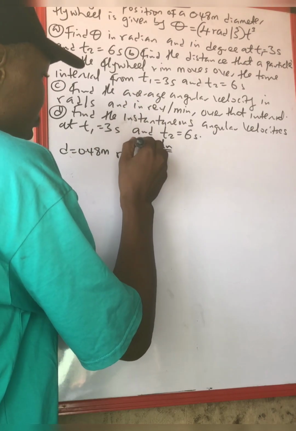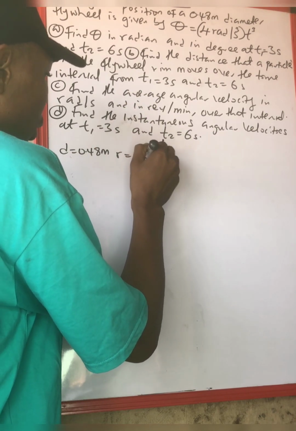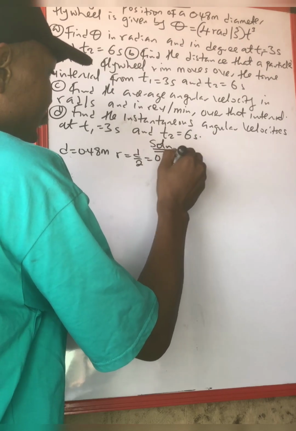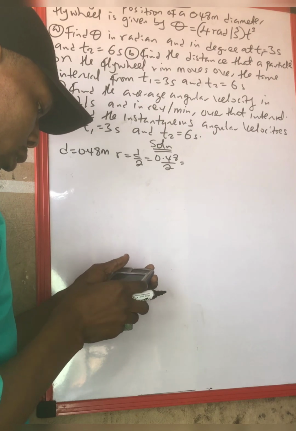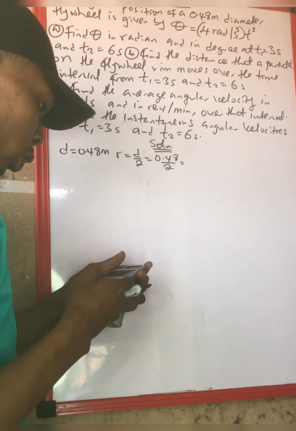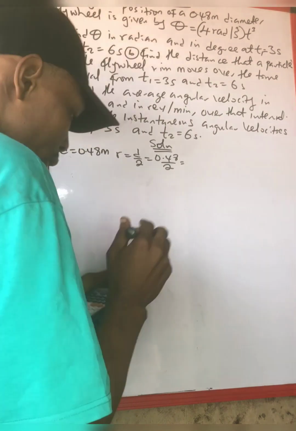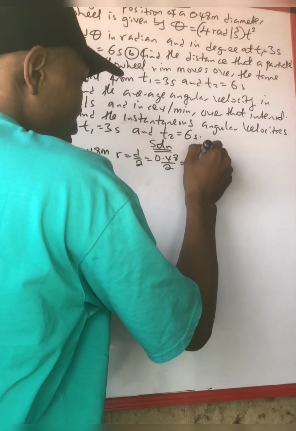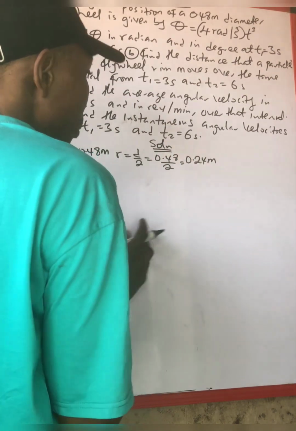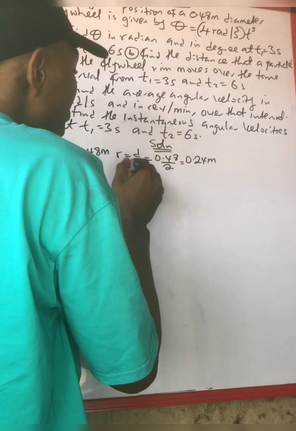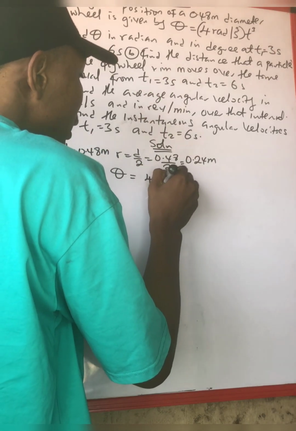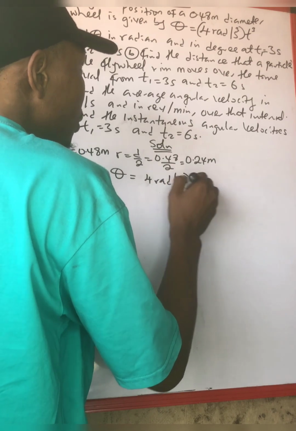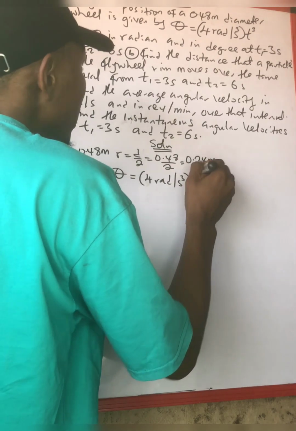That means our r is equal to d over 2, which is 0.48 divided by 2. So it's going to give us 0.24 meter. And we're given our theta. It's more like an equation: theta equals 4 rad per second cubed, then t cubed.